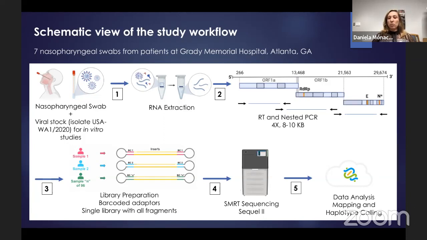Then we proceeded to sequence these using long-read sequencing, using the SQL2, and we did the data analysis, basically mapping and haplotype calling, in collaboration with Sequogenics, which is a company that's a spin-out of Emory that has developed algorithms that allowed for this mapping and haplotype calling in long-read sequencing reads.